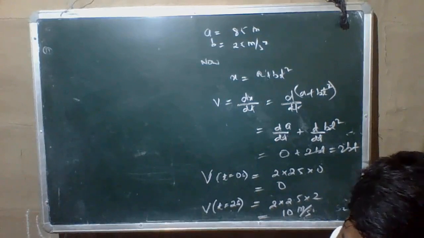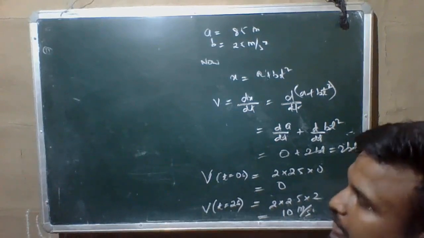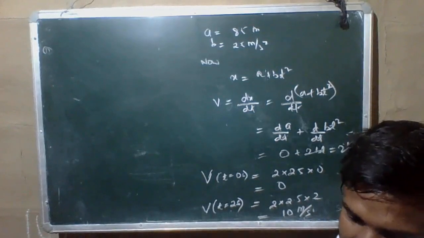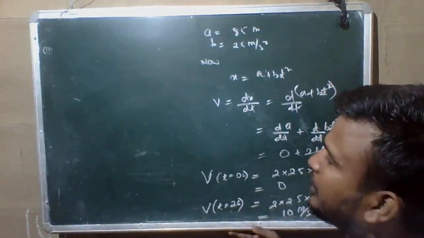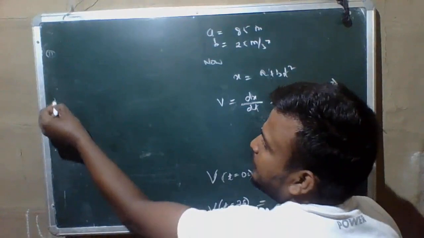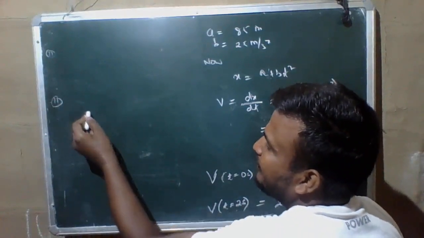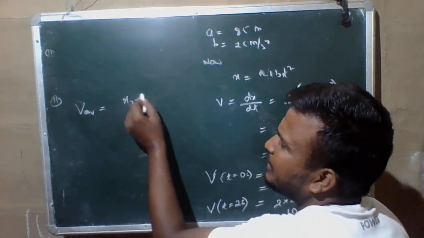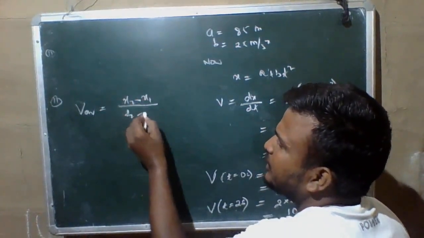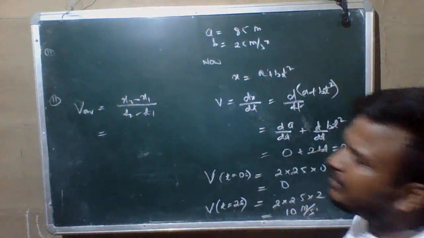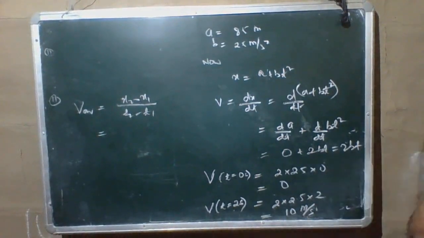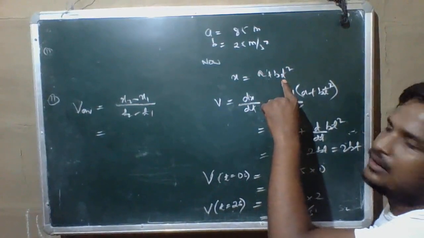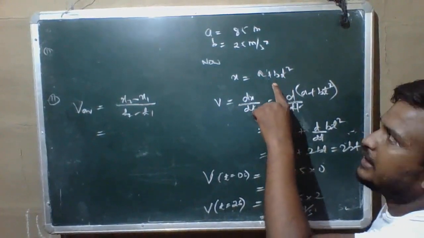But in the second part of the question, as I already dictated, it is asked to calculate average speed between t equal to 2 second and t equal to 4 second. Now let us see the second part of the question: what is the average velocity? So V average will be equal to what? X2 minus X1 divided by T2 minus T1. Already I said. So what is the value of X between t equal to 2 second and t equal to 4 second?